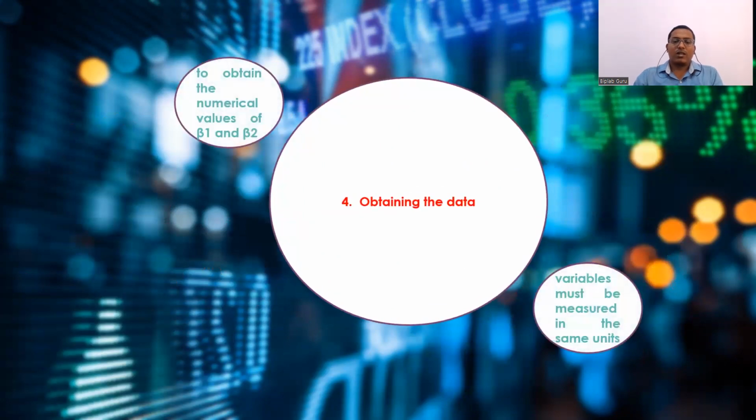Fourth step, the procedure involves obtaining of data. The data can be obtained primarily or secondarily, depending on the type of study that we're carrying out. So to obtain the numerical values of beta 1, that is the intercept, and beta 2, the slope, variables must be measured in the same units. That is what we have to keep in our mind, that it must be in the same scale.